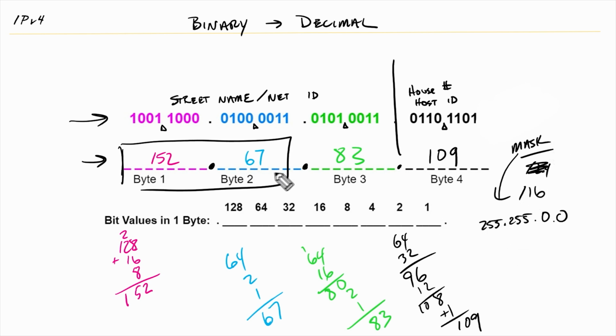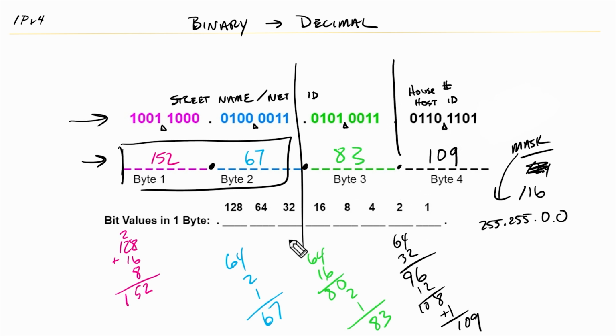The first 16 bits are all being identified as network bits representing the network ID, and whatever's to the right of that is host addressing. Again, think of it like the street name on the left portion of the IP address, and then based on the mask dividing line, the house address or the host ID being on the right.